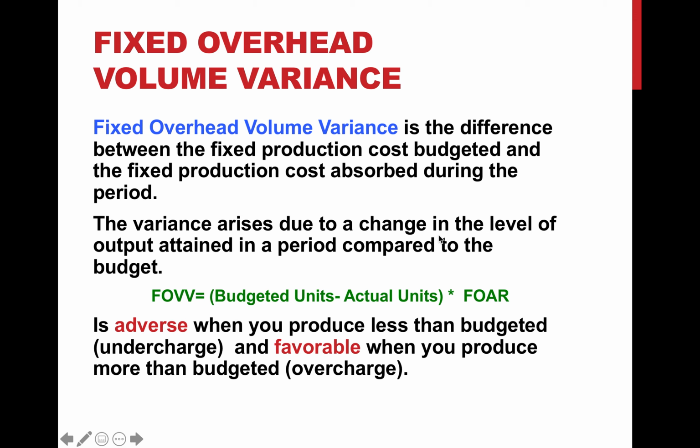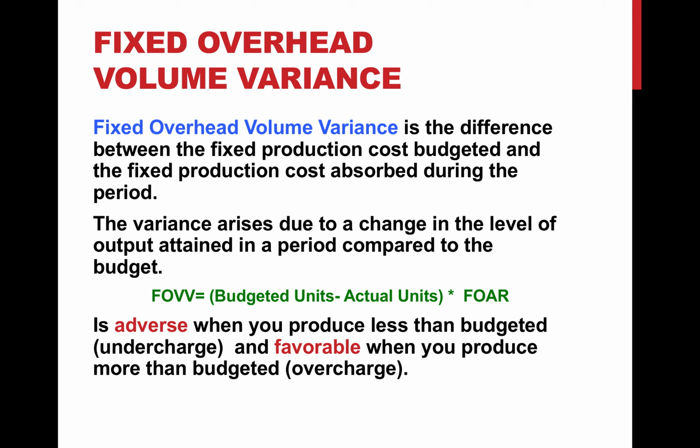Fixed overhead volume variance is the difference between the fixed production cost budgeted and the fixed production cost absorbed during the period. Remember, the fixed overhead absorption rate assigns to every product how much of the fixed manufacturing overhead it will absorb, right? That's why it's called absorption costing.